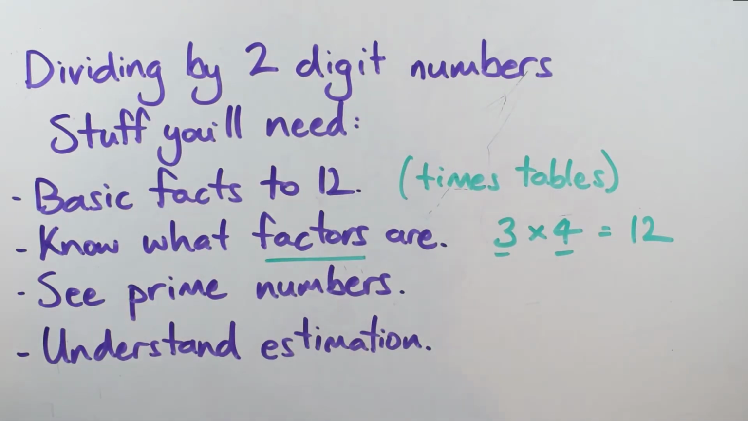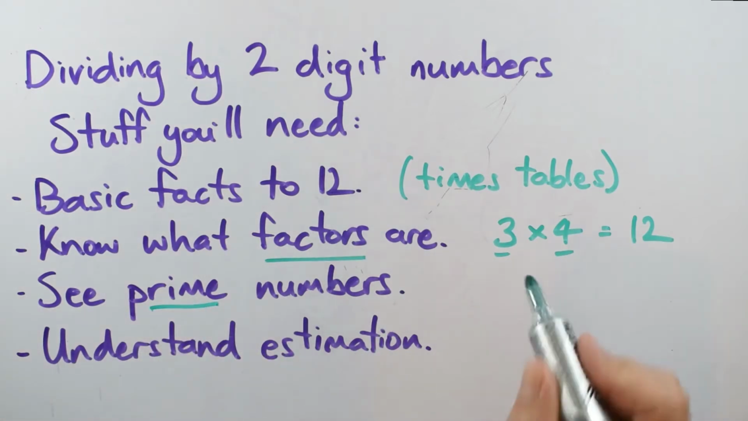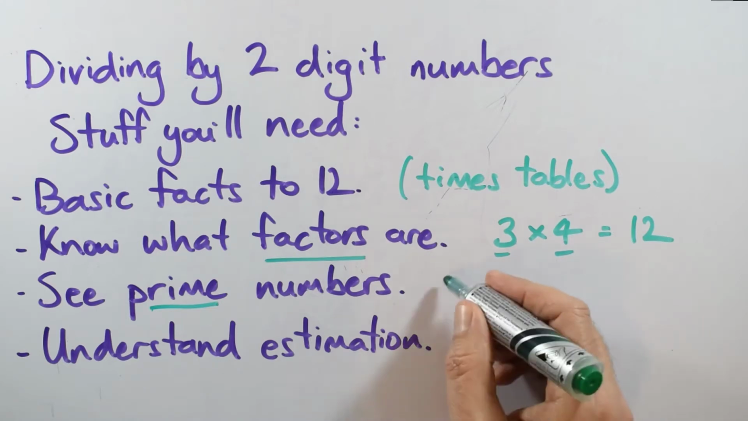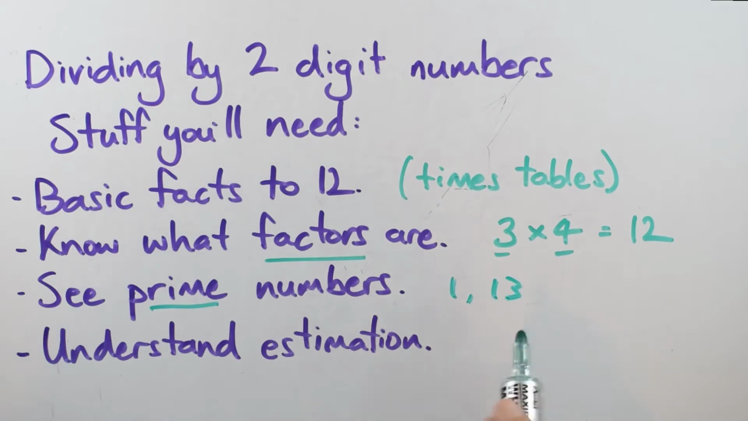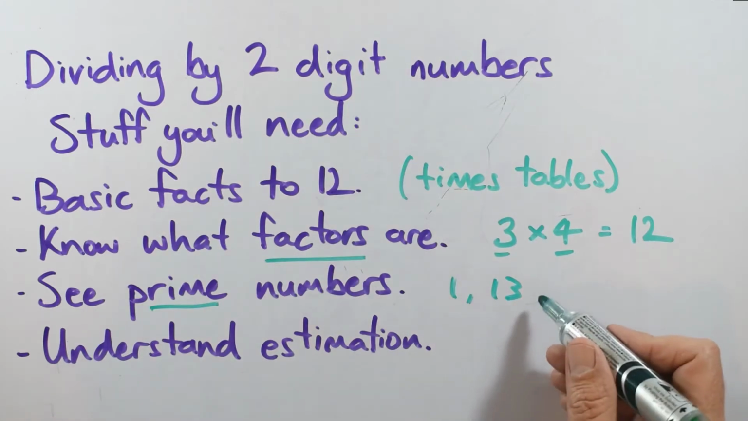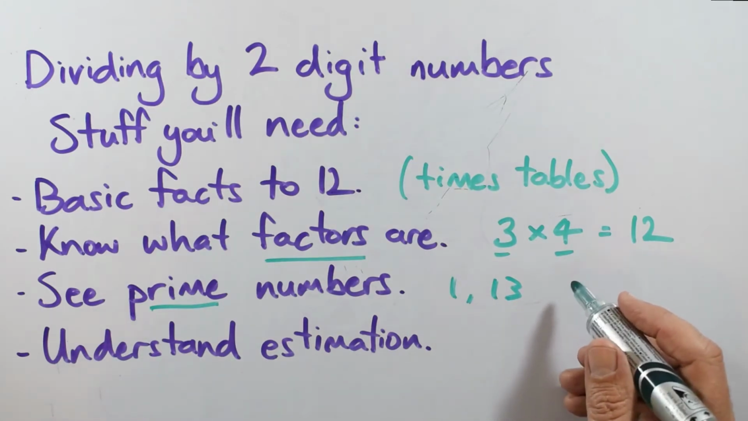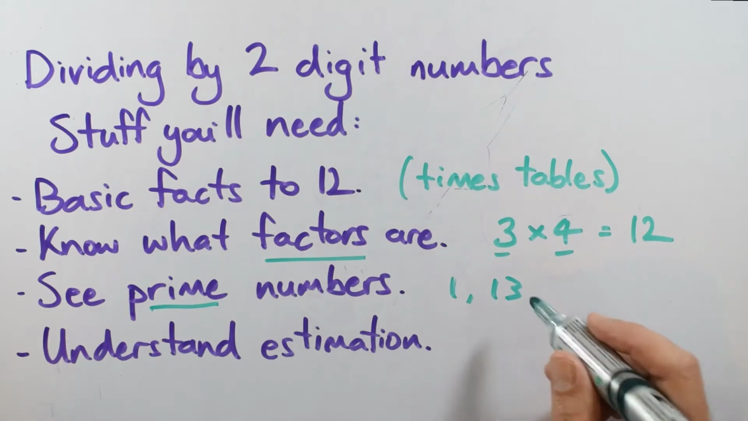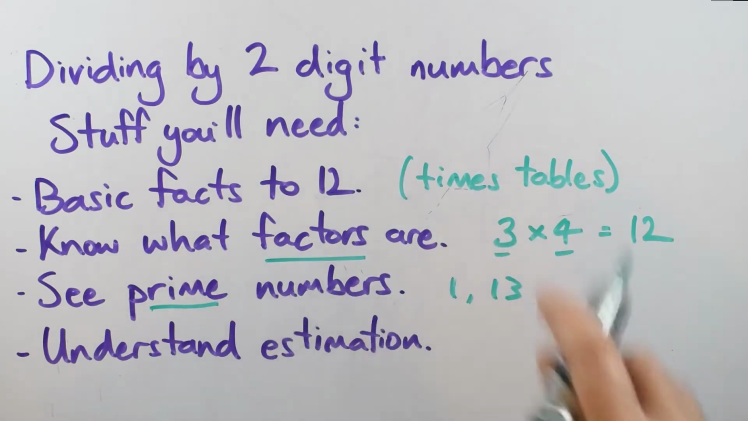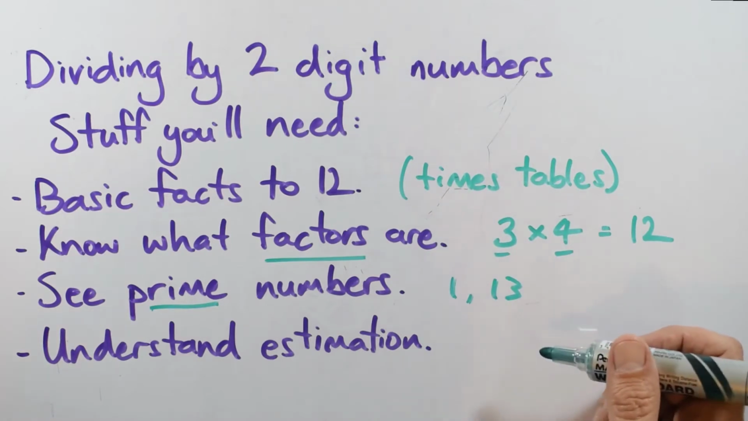Then, prime numbers. Now this is a big bit of understanding. Prime numbers only have 2 factors, 1 and themselves. For example, 13. You can't divide it up any other way. So that's called a prime number. I won't go through them all now, but you can look up separately what prime numbers are if you don't quite understand. It's a fundamental understanding for this kind of thing that we're going to be doing.